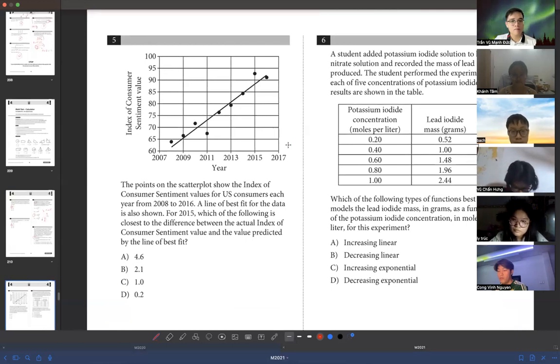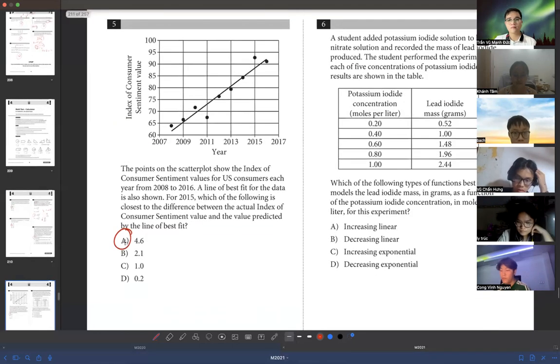5 is A, right? Very good. 6. 6 is A. Okay, I believe this question you asked me earlier, right?